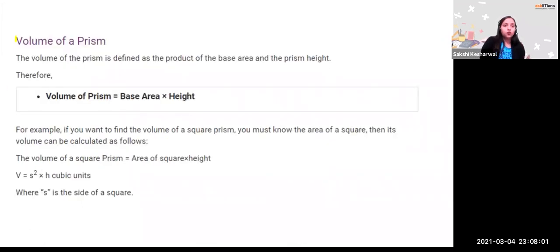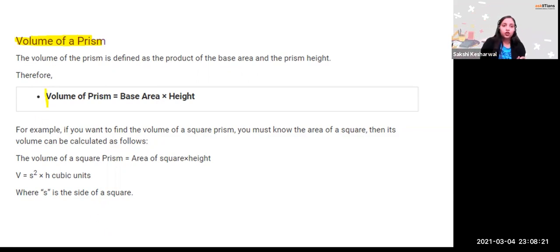Now, what is the volume of a prism? As I said, you have a polygon and a given height. So that is very simple. It will be base area into the height, because that's the base area, and you're increasing the number of sheets and sheets and sheets. You're increasing the number of sheets, which means you have a given height. So that is very simple.